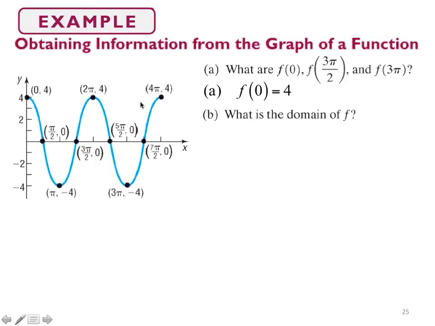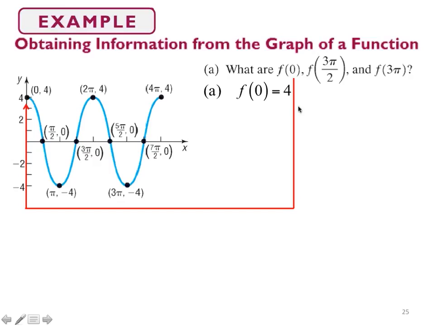And then f of 3 pi over 2, what we would do is we'd look over at 3 pi over 2, and we'd notice that our y value is 0 there. And then if we look at f of 3 pi, if we go over to 3 pi, which is right here, we get negative 4 out for y. So that would be f of 3 pi over 2 and f of 3 pi. It would be 0 and then negative 4.